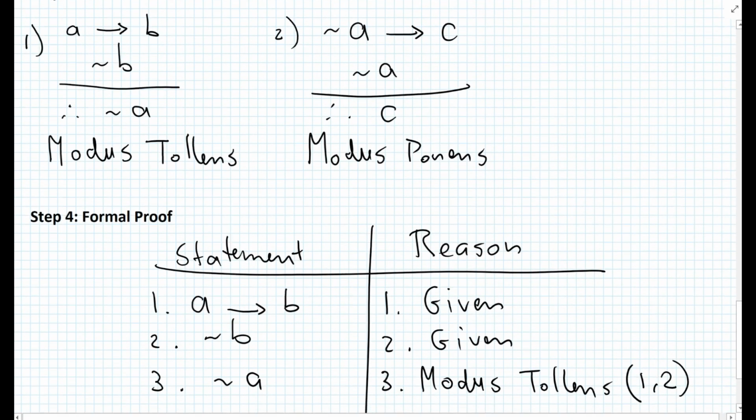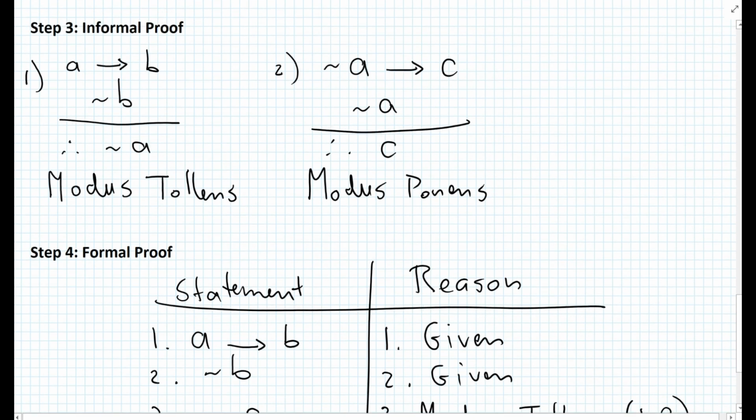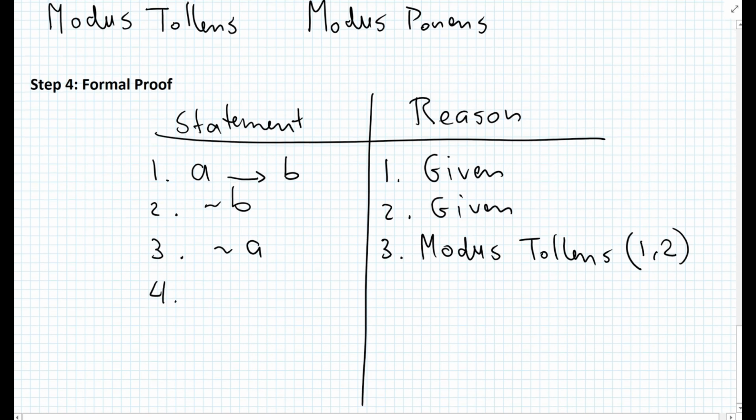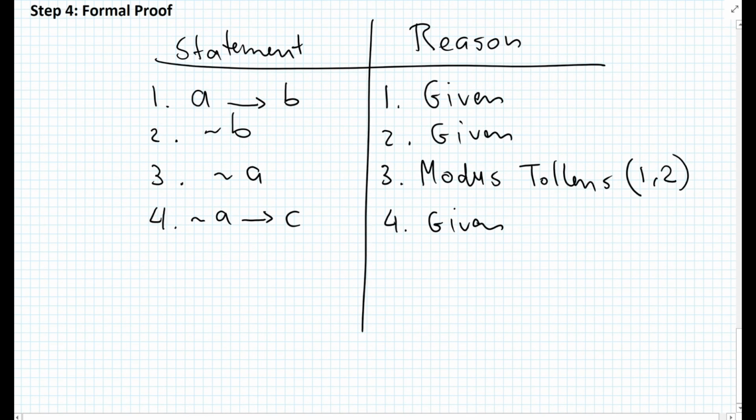Okay, then for step number 4, we look at our second step in the informal proof. We wrote if not A, then C, which is given. And now we don't need to rewrite not A, right? Because we already have it in step 3.